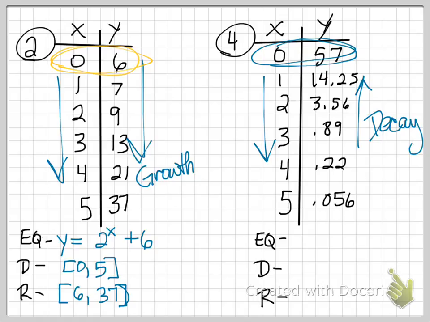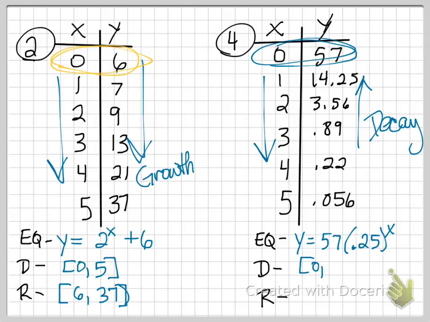Let's run it. Stat edit, enter in the values for y in the L2 column. Stat calc, exponential regression. Equation is y equals 57, parenthesis, 0.25 to the x. Aha! So I do have my 57, and I'm essentially dividing by 4 each time.